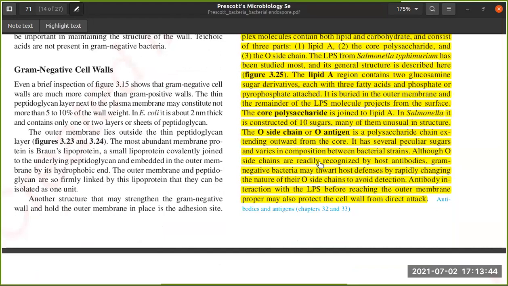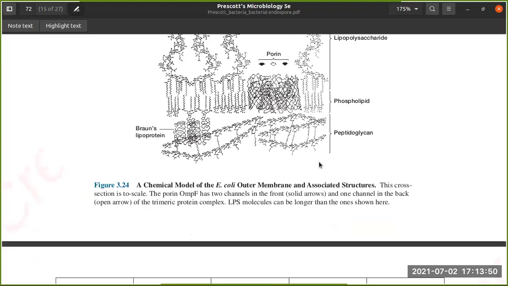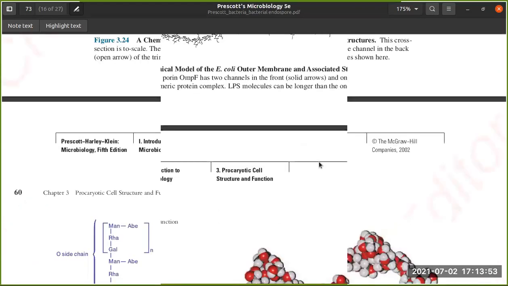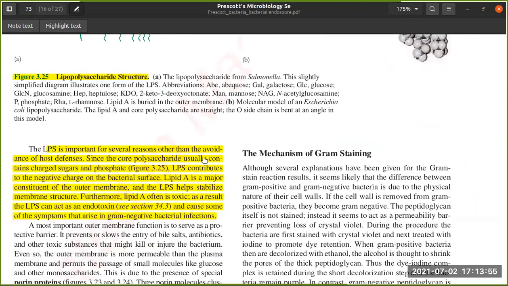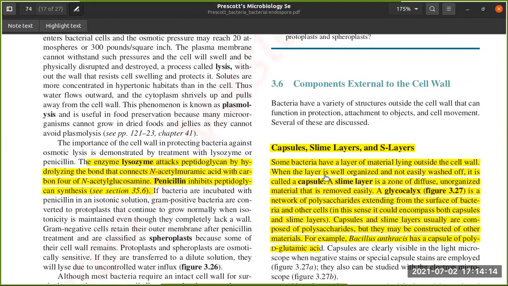So LPS is useful in helping the bacteria to avoid the host's defenses. It also contributes to the negative charge on the bacterial surface because it has lots and lots of phosphates. Then you have the capsules and the slime layers and the S layers, which you have seen, which give an extra layer of protection.